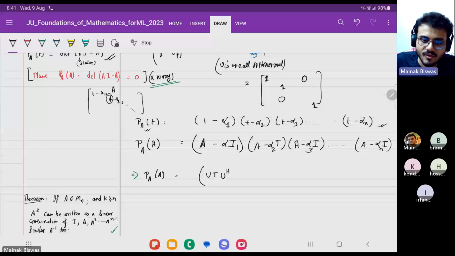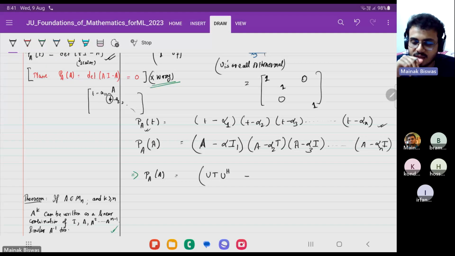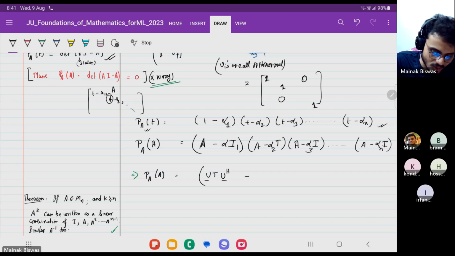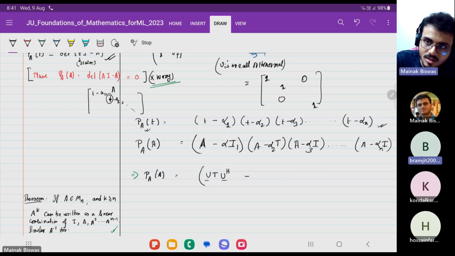If I do that, what can I write I as, like we did last day to show that any similar matrices have the same characteristic polynomial or the same eigenvalues? What can I write I as if these are orthonormal or unitary matrices? U Hermitian U. So U Hermitian A U, right? Yeah. So alpha times U Hermitian I U.